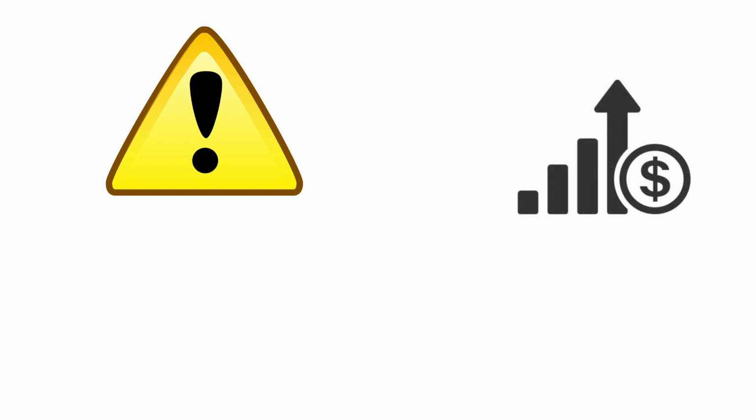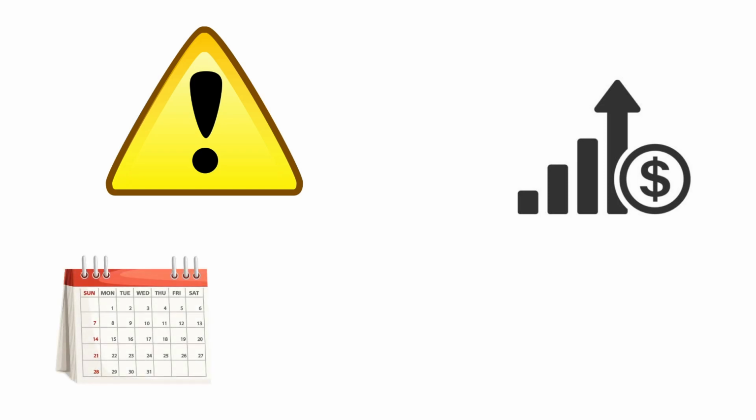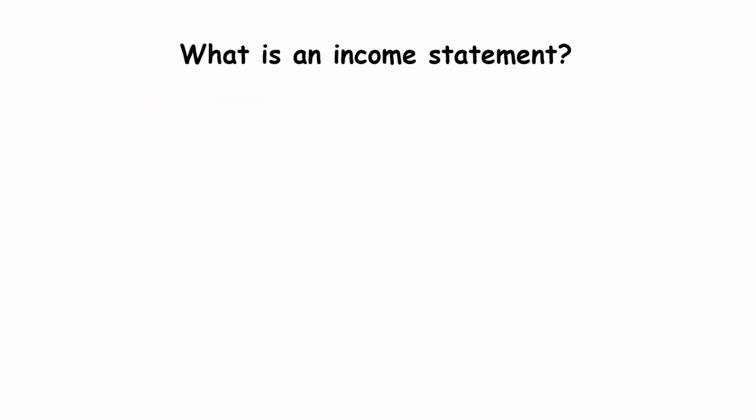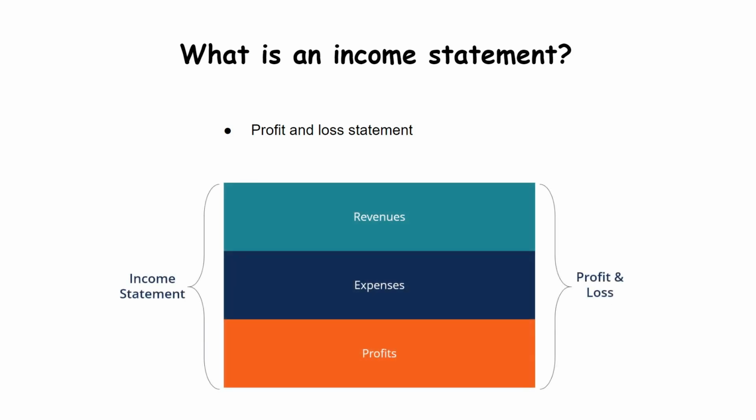An income statement is one of the most important financial statements that companies produce. It provides a snapshot of a company's profitability over a period of time, usually a quarter or a year. In this tutorial, we'll cover what an income statement is, what it includes, and how to read it. An income statement, also known as a profit and loss statement, is a financial statement that shows a company's revenue, expenses, and net income over a specific period of time. It provides insight into a company's profitability and its ability to generate revenue.